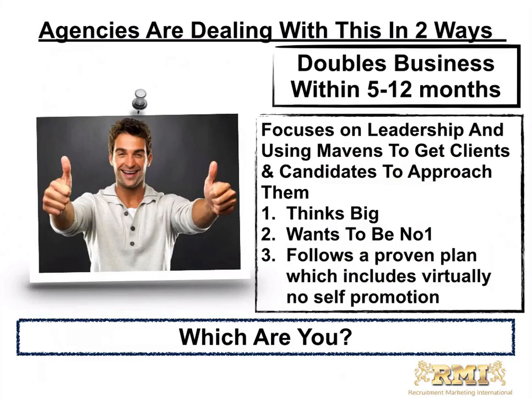The savvy recruiters are doing this. And this is how this case study doubled his business in 5 months. Others have doubled in between 5 and 12 months. So you focus on leadership and you use Mavens to get clients and candidates who approach you. A Maven is an industry leader. I'm going to show you the exact steps we go through.